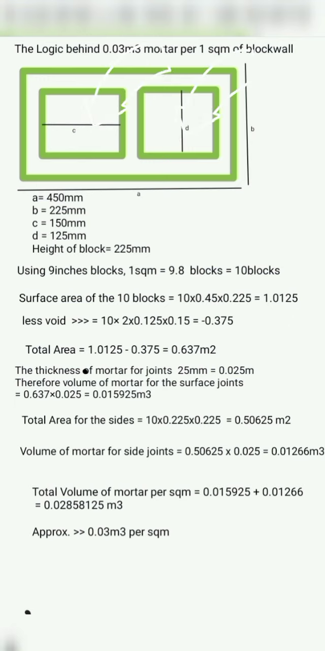And we all know that we're not going to place mortar on the void surface, so we're going to less our surface of void from the overall surface. So to do that, we're going to multiply 10 by 2 voids per block, multiply by the length of the void times the breadth of the void, which will give us 0.375. After doing that, when you less your void from the overall surface area, you'll be left with 0.637 meter square.